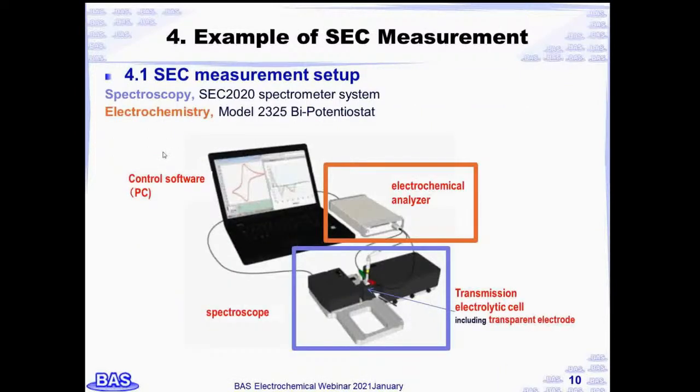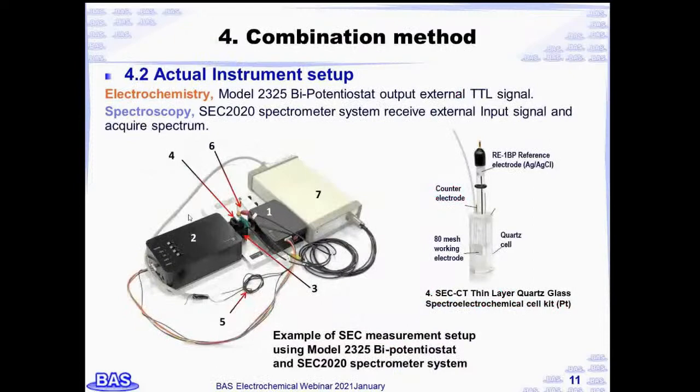From this page, I'd like to show you the instrument setup and measurement steps using the SEC 2020 spectrometer system and model 2325 bipotentiostat. The instruments for SEC measurement include an electrochemical analyzer, a spectroscope, a transmission electrolytic cell, and control software with a PC. Let's look at the instrument setup actually.